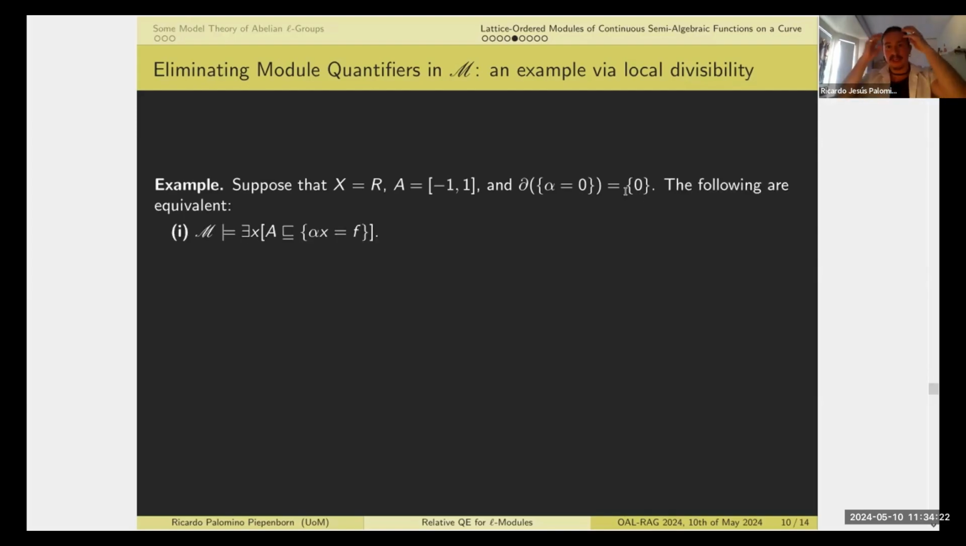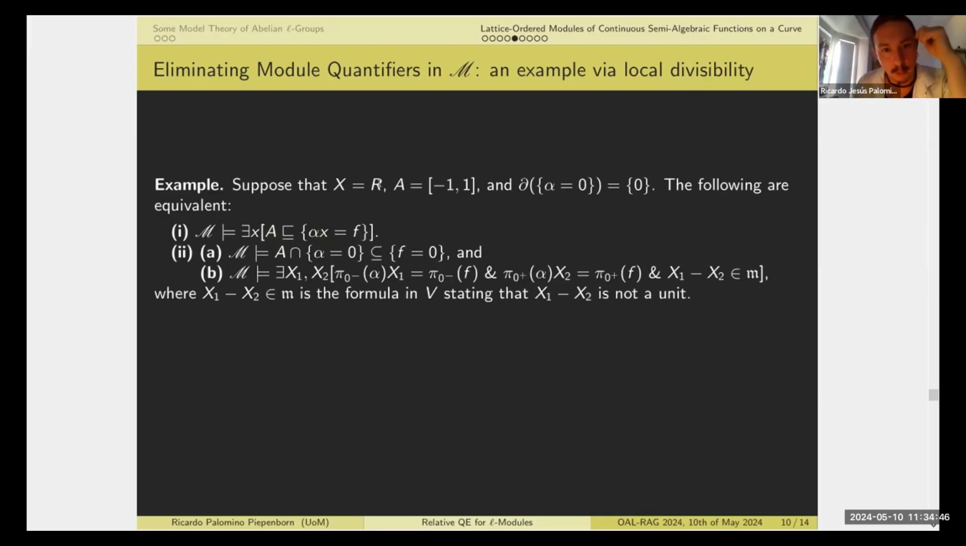So what is the game? What am I trying to do here? I have this formula over here that is saying something about this three-sorted structure M, and it has a quantifier over the module sort. I want to make it equivalent to a formula that has no quantifiers over the module sort. And here is the way that one can eliminate such quantifiers.